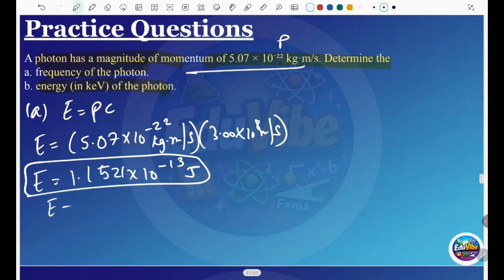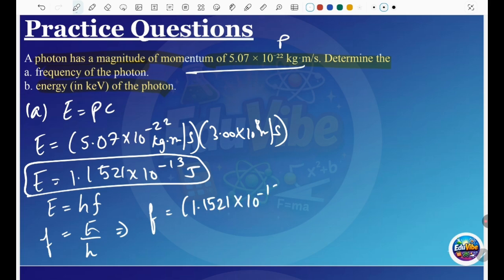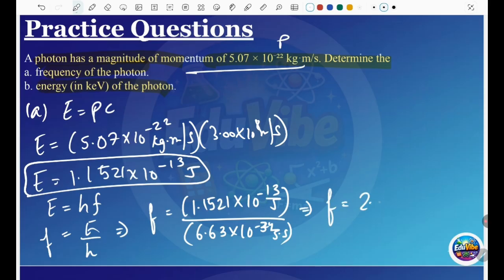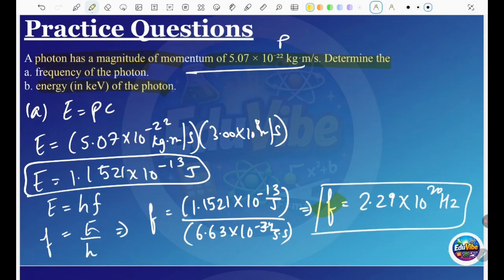You also know from Planck's equation that E is equal to h times frequency. So frequency is equal to energy upon Planck's constant. So 1.1521 × 10^-13 joules divided by 6.63 × 10^-34 joule seconds. When you calculate this, you get about 2.29 × 10^20 hertz. And this is your frequency, which you had to find.